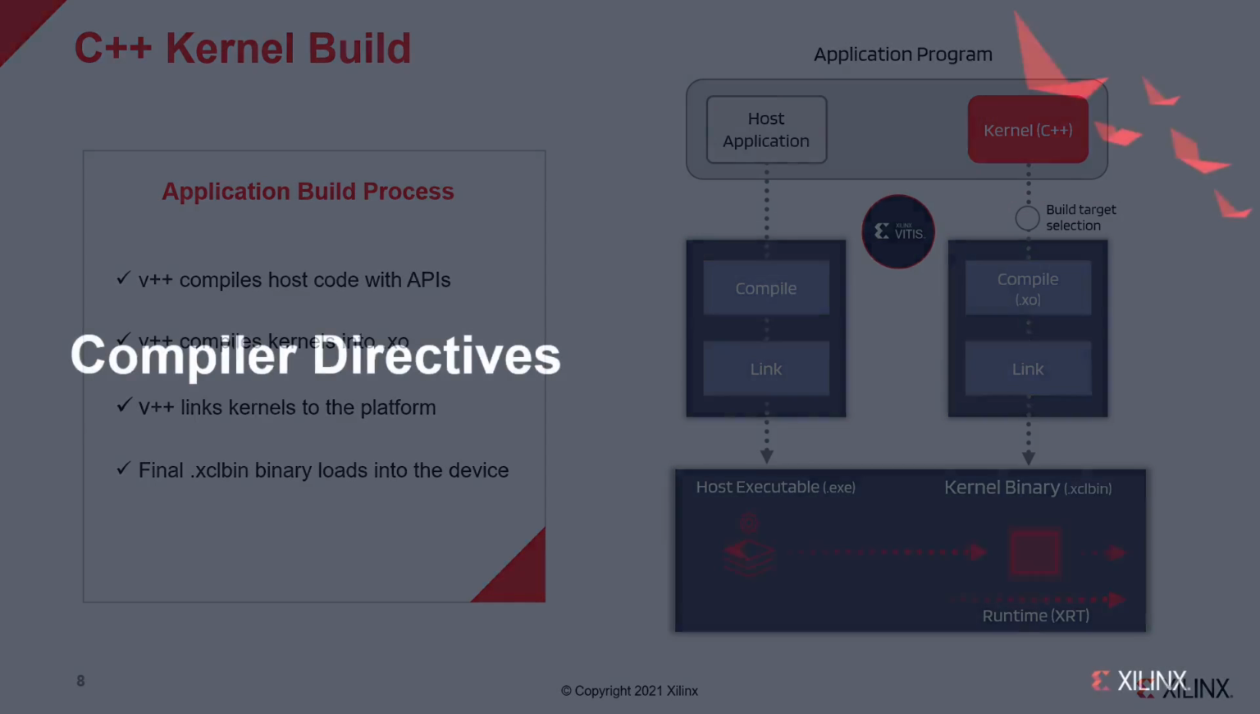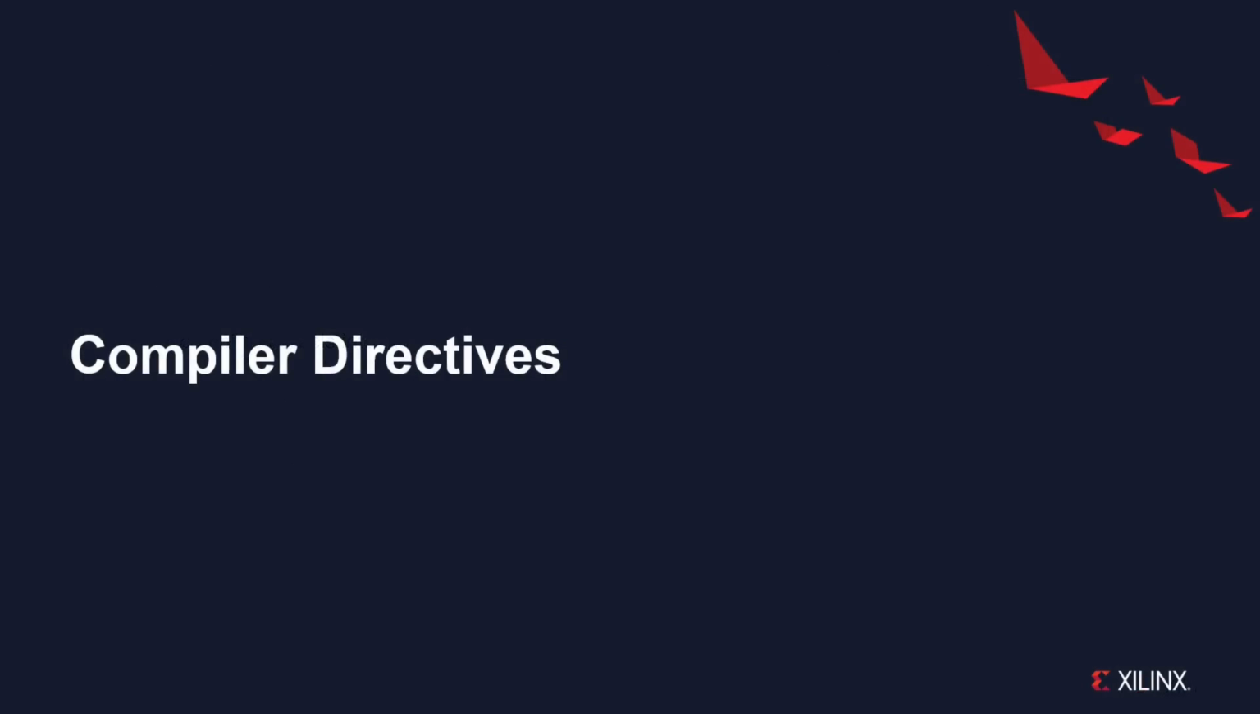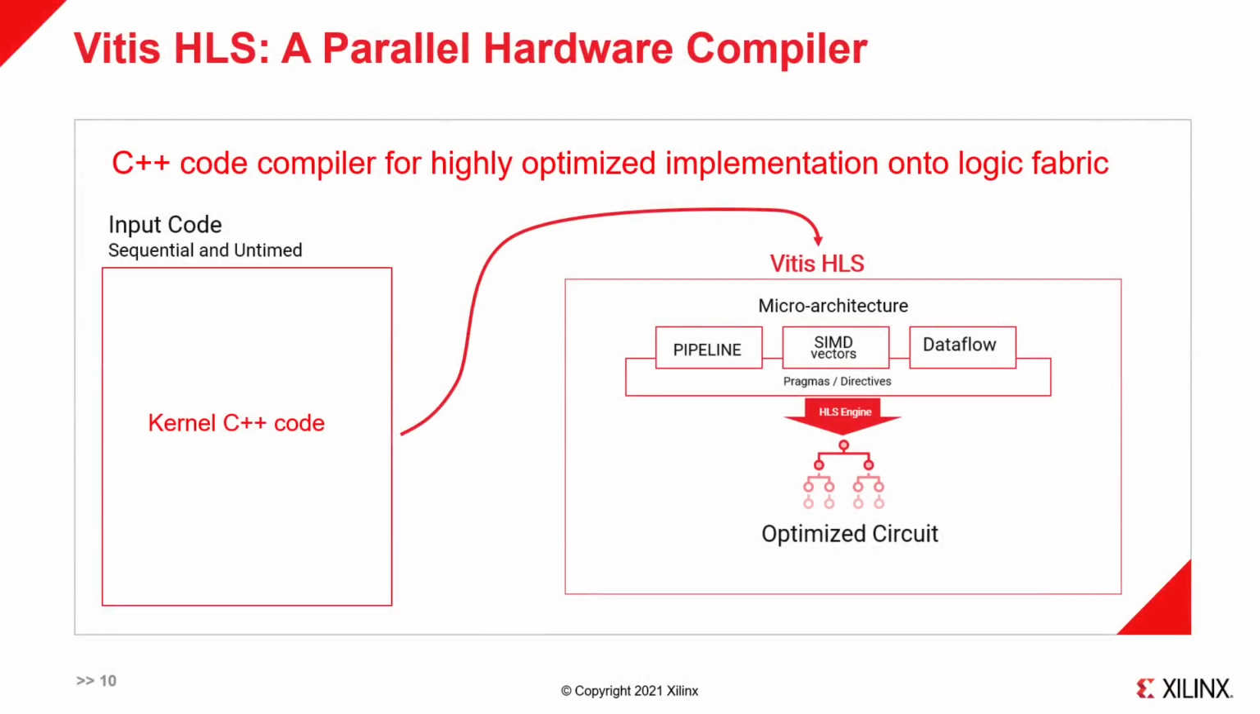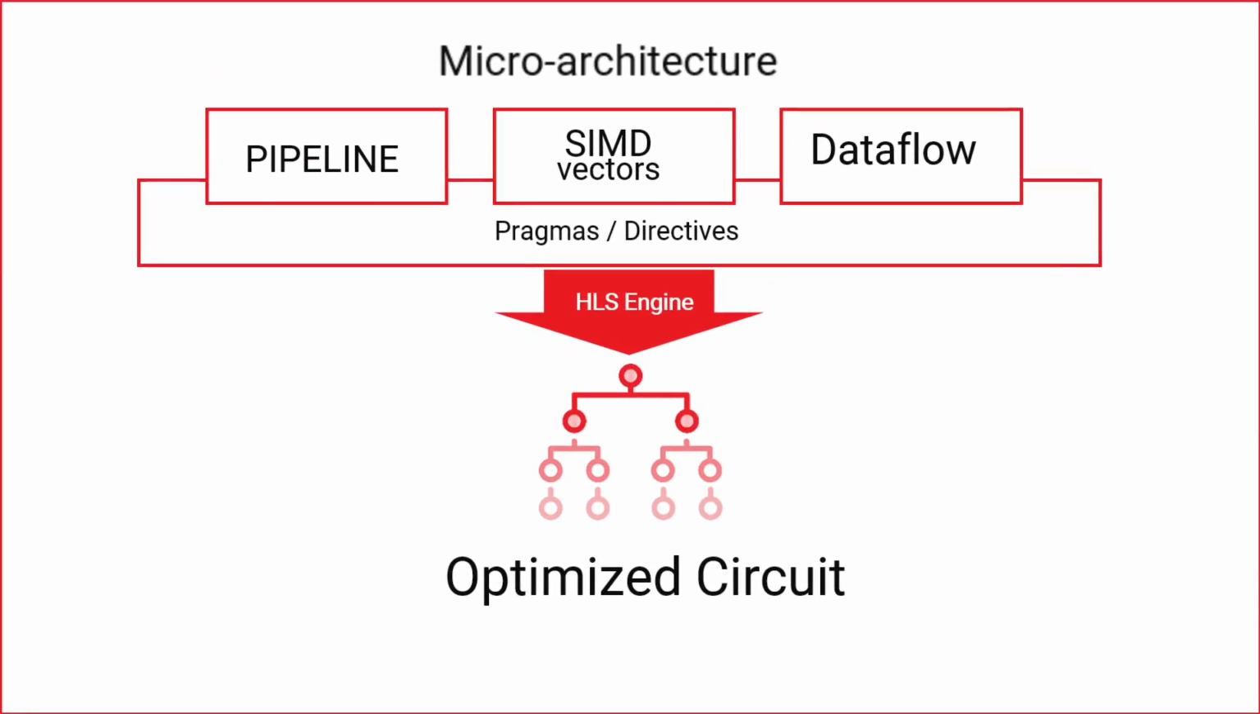Let's now move to a section that discusses the optimizations of the C++ kernels. In essence, optimizing C code, which is inherently sequential and untimed, consists in applying three fundamental optimizations: pipeline, SIMD, and DATAFLOW. The three can be applied with directives inserted in the code to allow the HLS compiler to create a well-balanced hardware that uses the right amount of parallelism to accelerate your algorithm.